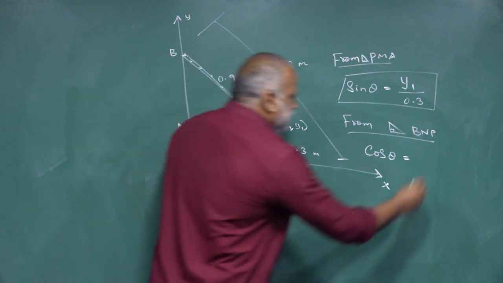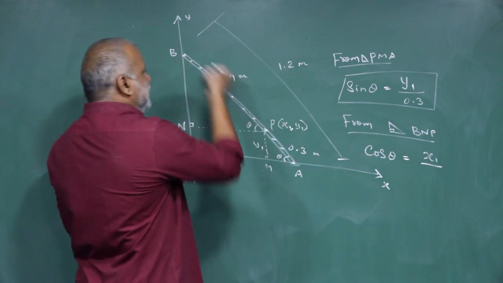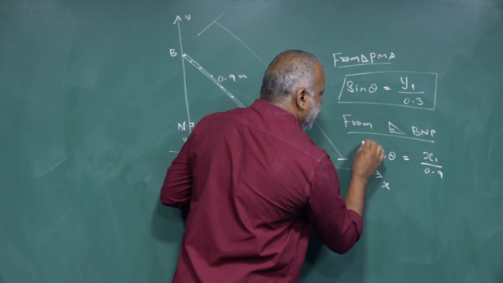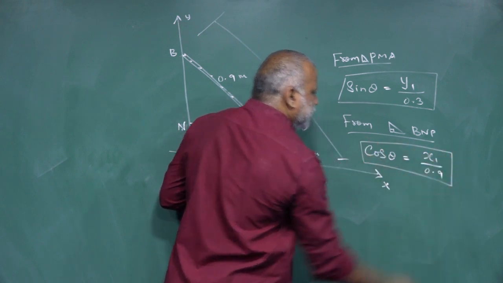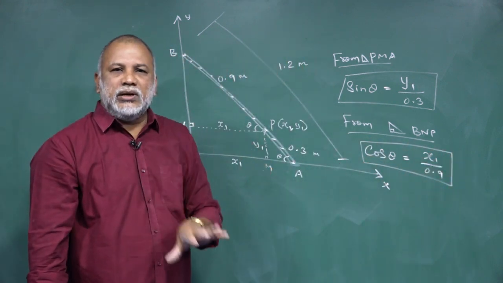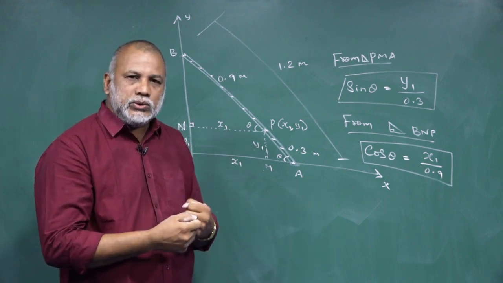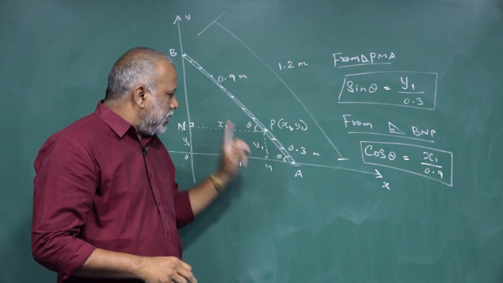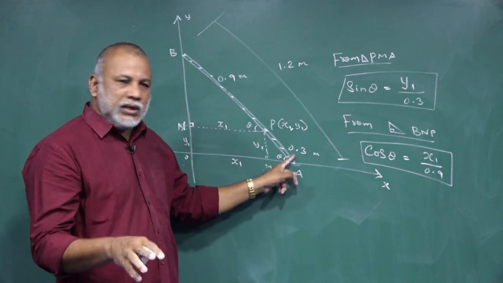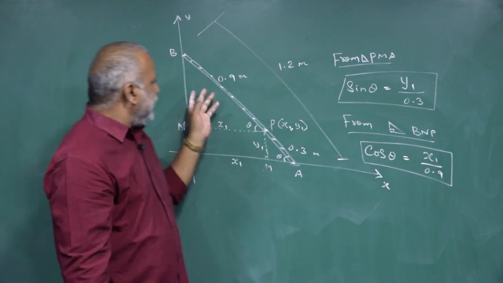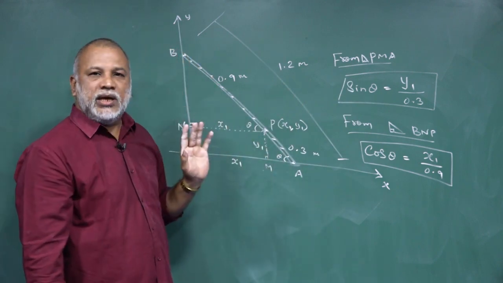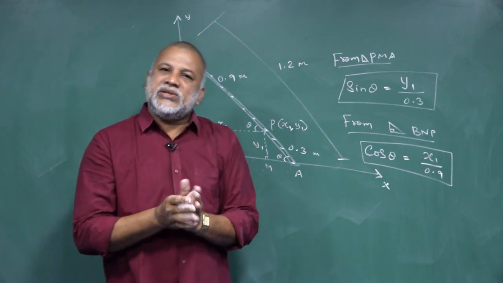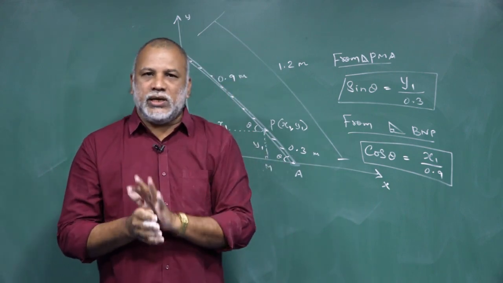What is the side adjacent? x1. What is the hypotenuse? The hypotenuse is 0.9. So these are the two important relations we are going to derive from this diagram. One is sine theta: opposite divided by hypotenuse, that is sine. Adjacent divided by hypotenuse is cos theta. We have the identity. What is the identity? Sine square theta plus cos square theta equal to 1.